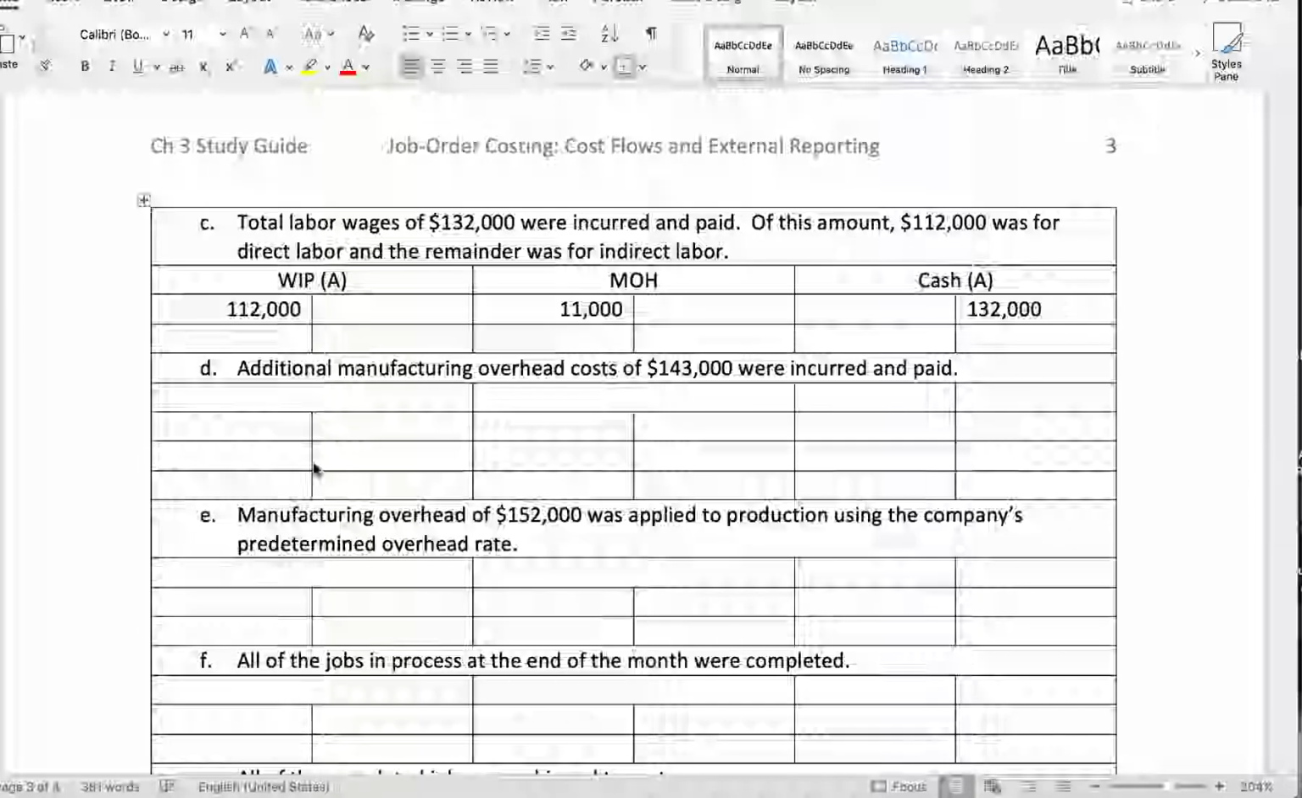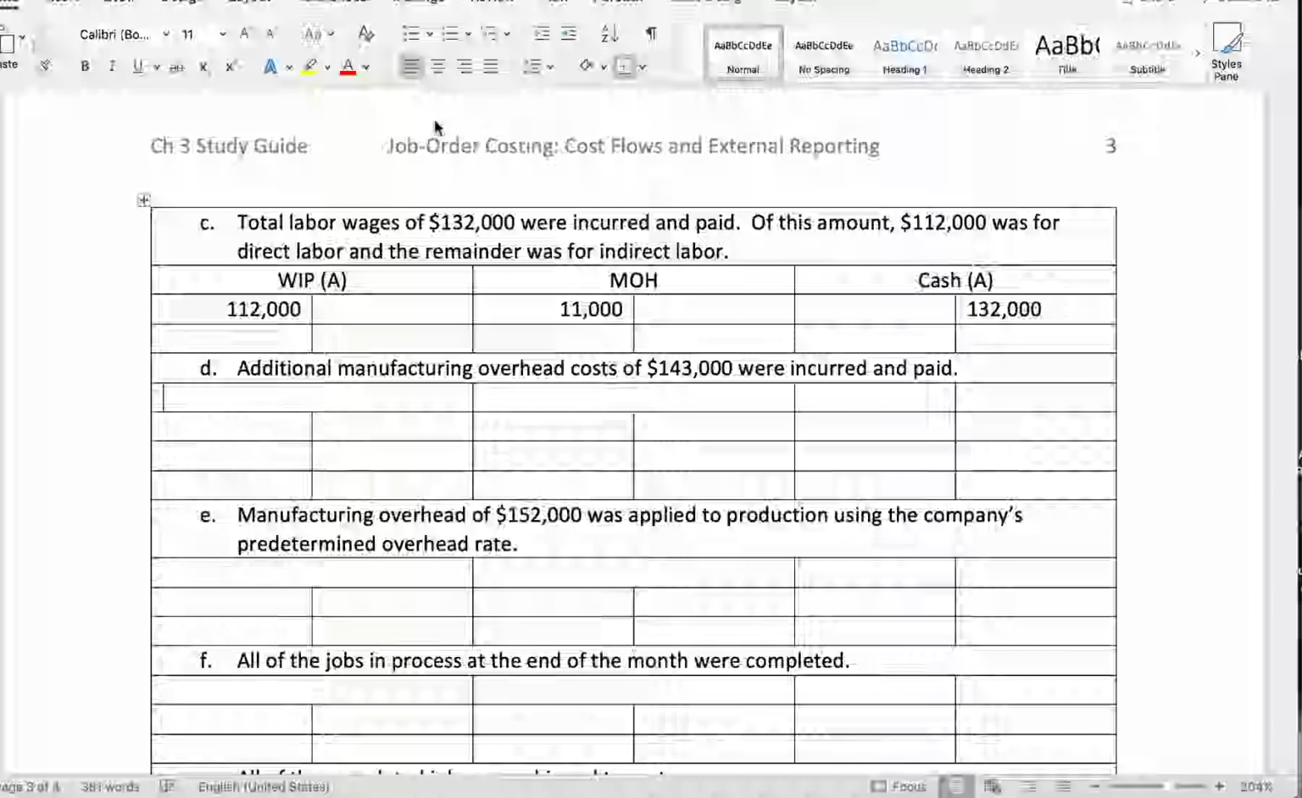Additional manufacturing overhead cost of $143,000 was incurred and paid. Okay, so what this means is that we incurred overhead and we paid these costs. What are we talking about here? We're talking about all the indirect costs: rent for the manufacturing plant, utilities, indirect property taxes, right? Any security that guards the manufacturing facilities. Those are all our indirect costs.